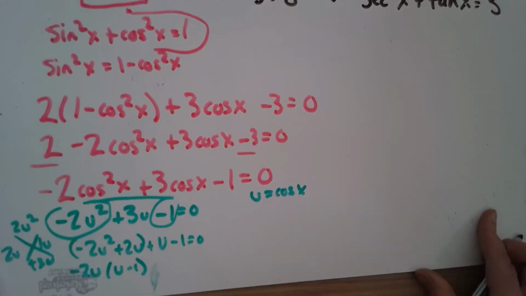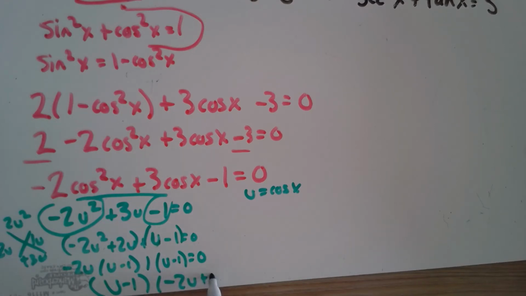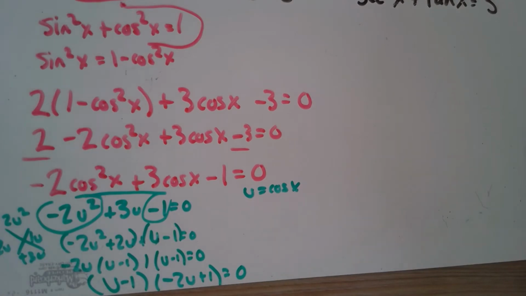And you guys can see that. Okay. And then out of my second bunch, nothing comes out but a 1. u minus 1 equals 0. So I get u minus 1 and negative 2u plus 1 equals 0. Those are my two factors.